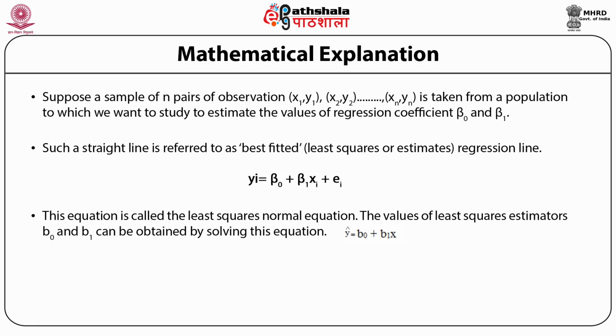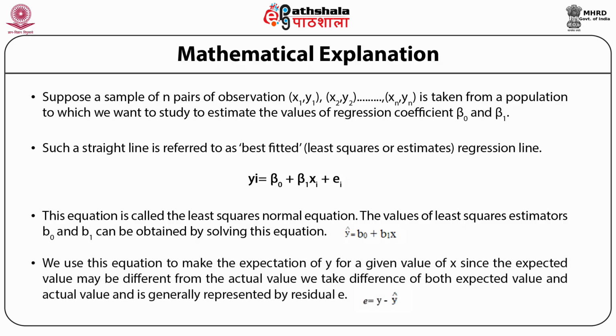Hence the fitted or the estimated regression line can be said as y cap is equal to b naught plus beta 1 x, where y cap is the predicted value of the y. We use this equation to make the expectation of y for a given value of x. Since the expected value may be different from the actual value, we take the difference of both the expected value and the actual value, which is generally represented by epsilon, that is equal to y minus y cap.